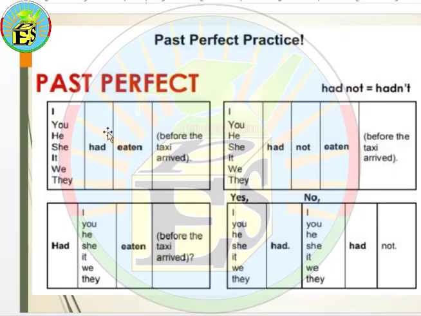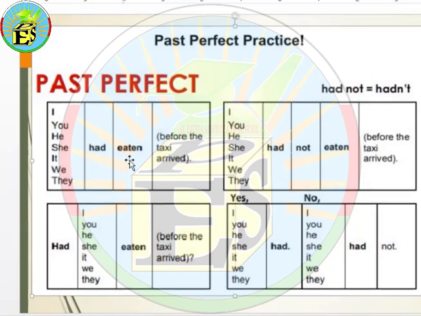Past perfect. Here we have the affirmative sentences. How we start the sentence? We have here subject pronouns. Then we have had and the past participle of the verb. It doesn't matter the subject is singular or plural. Had goes with all of them. So I had eaten before the taxi arrived, or you had eaten before the taxi arrived, and so on.